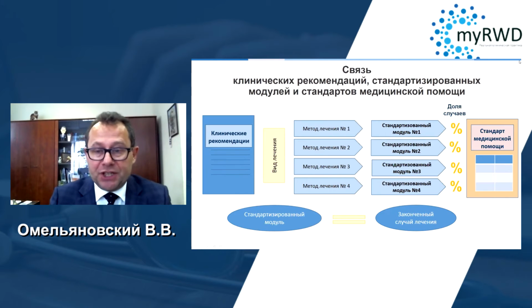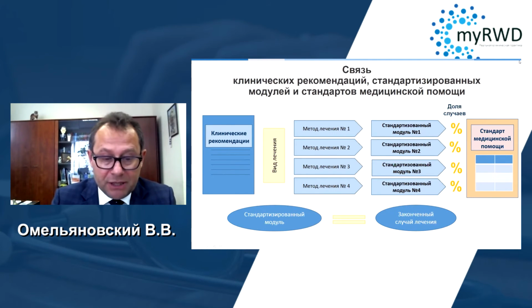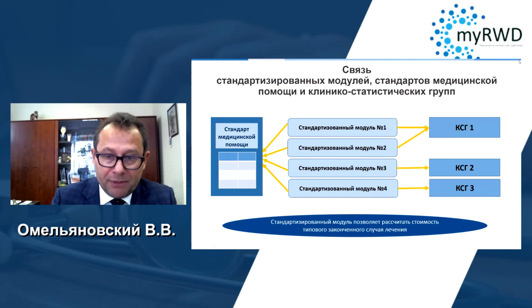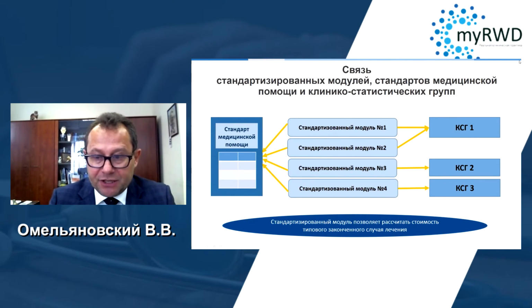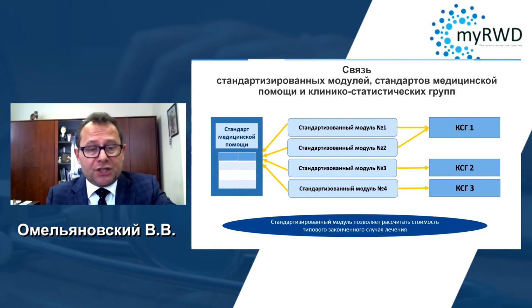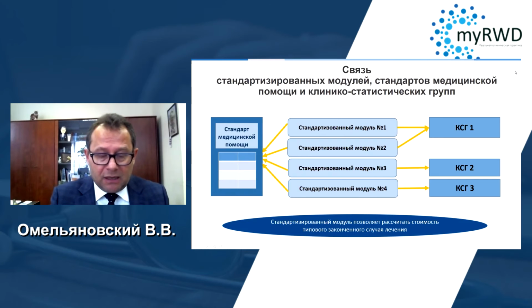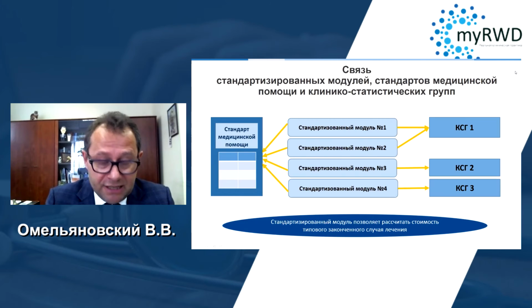Now, a few other moments. Clinical guidelines, methods of treatment, standardized models, and the standards of medical care. Standards of medical care and standardized models are indirectly related to the disease-related group. Based upon that, we calculate the tariff of treatment and indexes of the disease-related group. And a separate topic, which is actively discussed today, is the option to use drugs off-label.